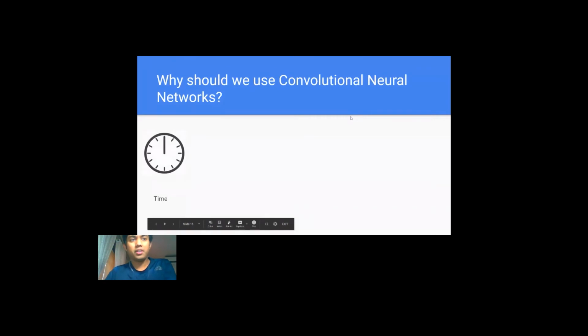So that's the first point, time. CNNs help you a lot because they don't take your whole image and line it up pixel by pixel. They keep the image as it is. Second is accuracy. CNN is very accurate for images. Obviously, it's used for images. It can also be used for many different things, but we won't go into that. But why is CNN so accurate?